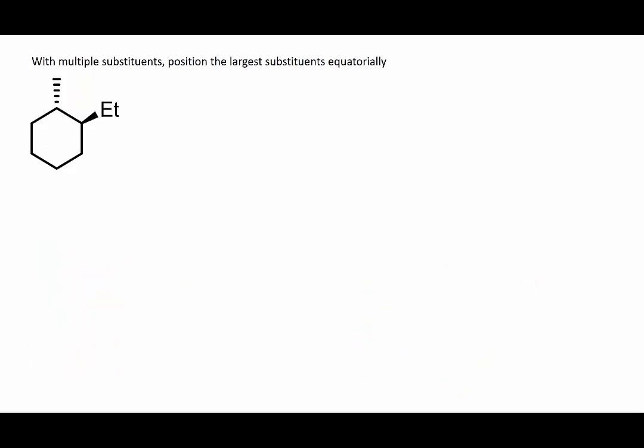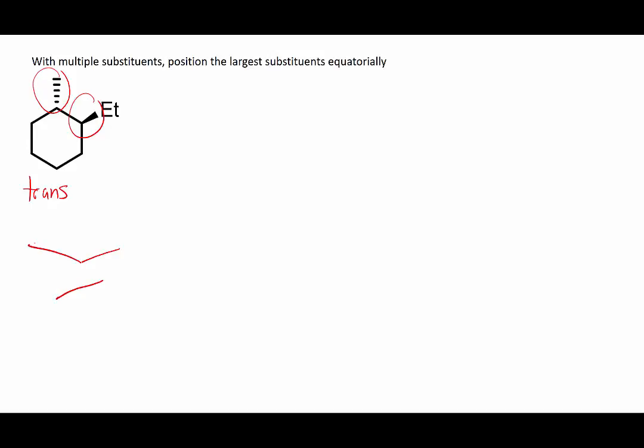Let's take another example with two substituents. In this case, we've got 1-ethyl, doing alphabetically, 2-methyl cyclohexane. In this case, these are going in opposite directions. So we'll call this type of substitution trans. Trans means opposite. Let's go ahead and draw these before we think about any of the rules.